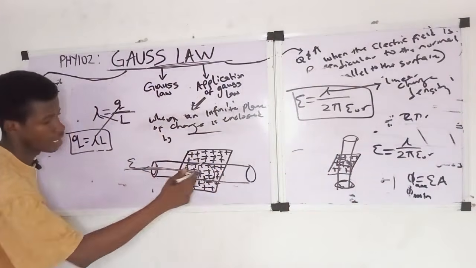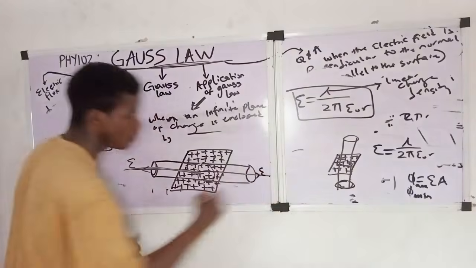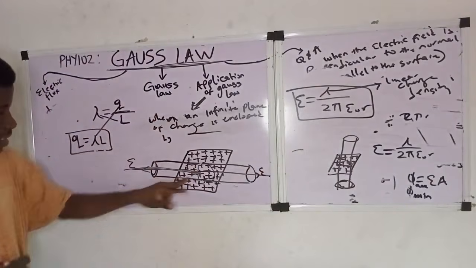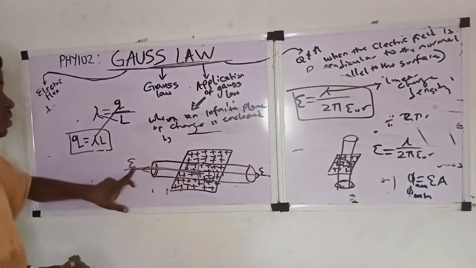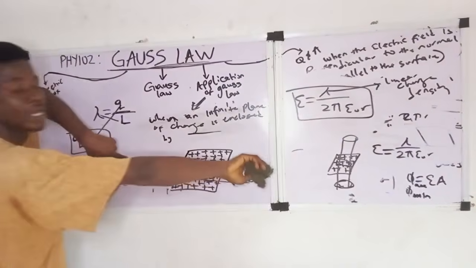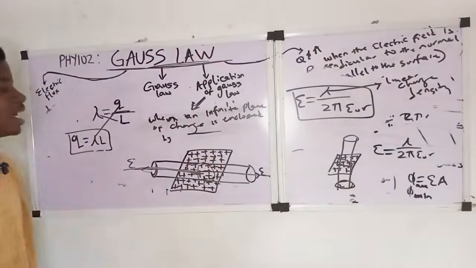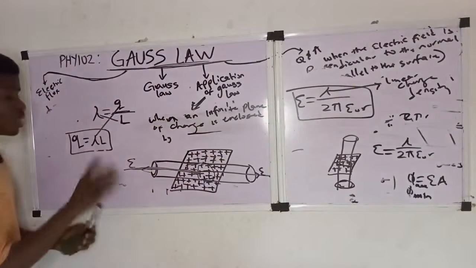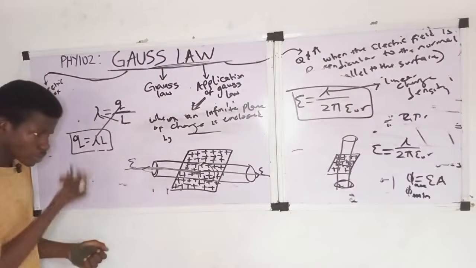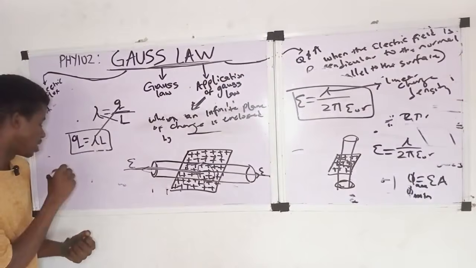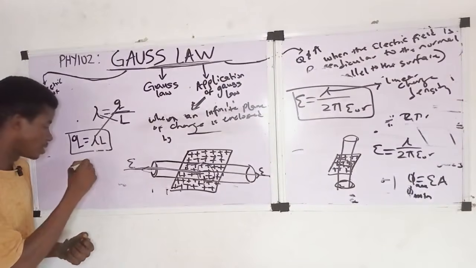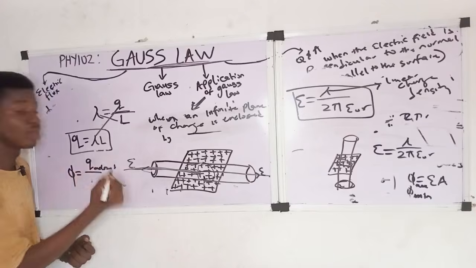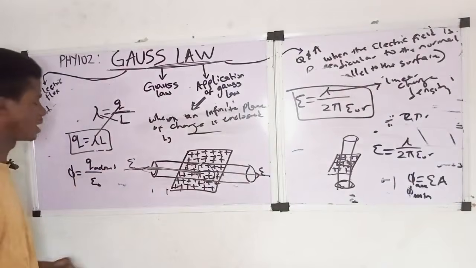Now, this electric field is produced by the charges, right? If you look at it very well, you find that the electric field comes out from the two ends of this cylinder. So there are two electric fields. Now remember, what does Gauss law say? Electric flux equals the charge enclosed divided by the permittivity of free space, right?